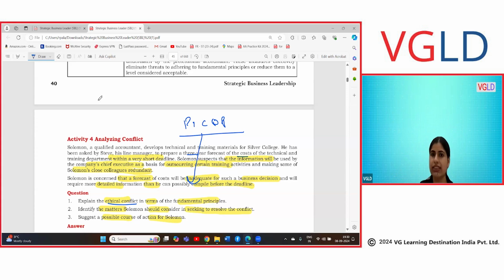Go to those charged with governance, because they are specifically mentioning that the information will be used by the chief executive. So he needs to inform a specific authority, and if he doesn't get any resolution, he should seek some professional advice, and in the end maybe he can say no.